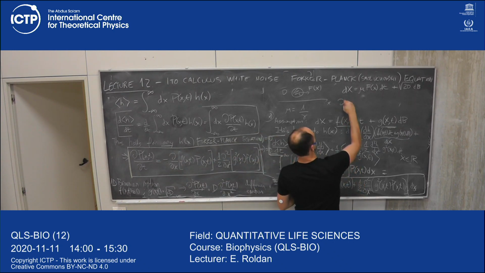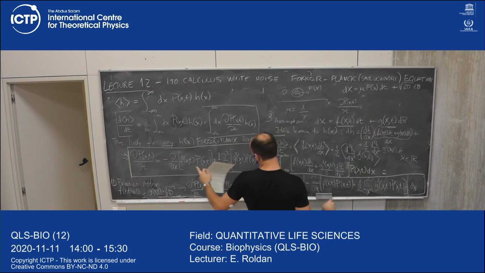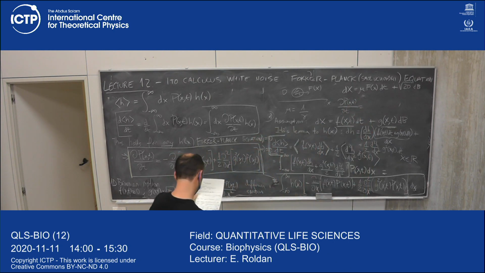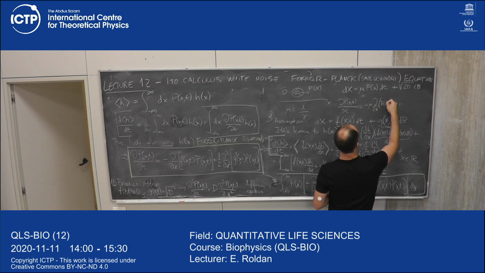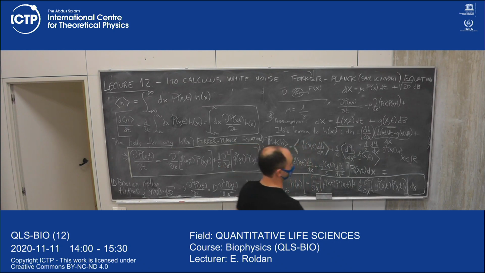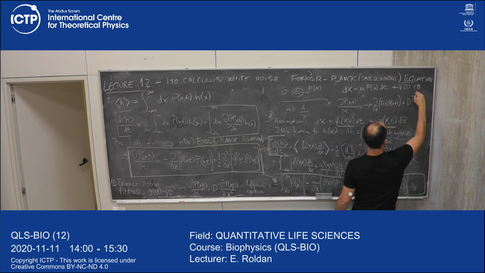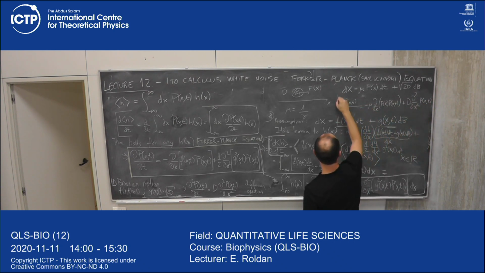So this will be partial p(x,t) with respect to t equals, the mu is constant, so it will go out, minus mu partial with respect to x of F(x) p(x,t), plus, the square root of 2D squared becomes D, D second partial derivative with respect to x of p(x,t). This will be the Fokker-Planck equation for this problem.